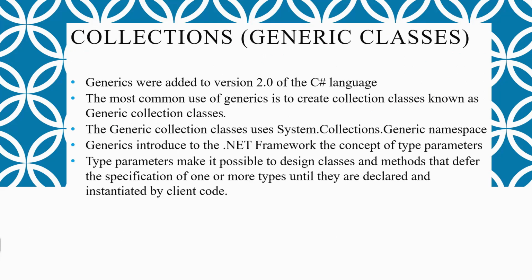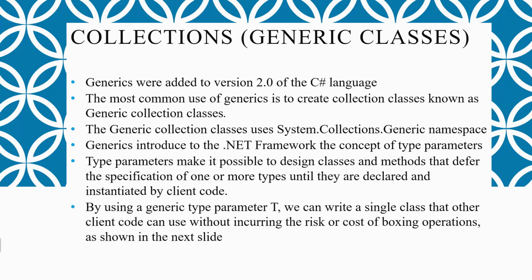Type parameters make it possible to design classes and methods that defer the specification of one or more types until they are declared and instantiated by client code. By using a generic type parameter T, we can write a single class. Remember the word single class, that other client code can use without incurring the risk or cost of boxing operations. We have seen boxing and unboxing in the ArrayList and Hashtable classes, but we will completely get rid of it, besides writing type-safe code, or strongly typed in other words, and we'll see that in the next slide.